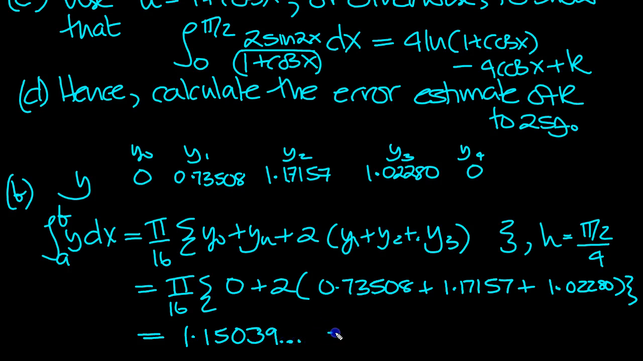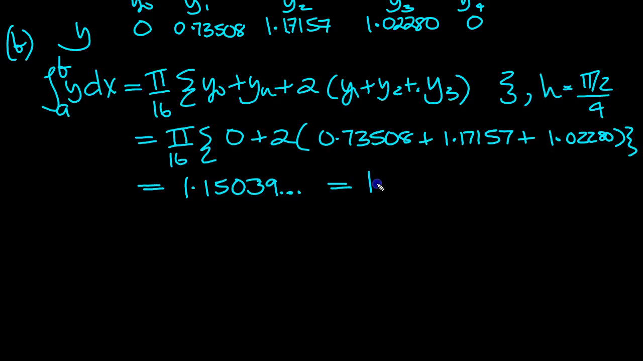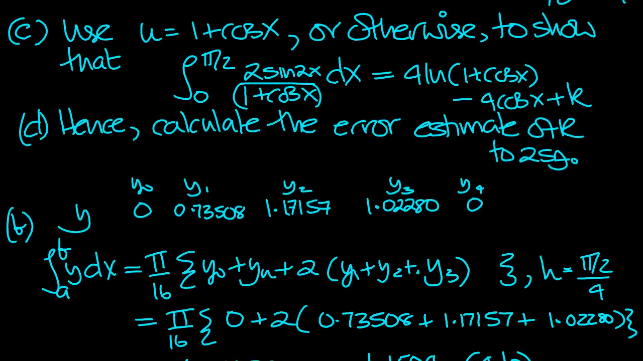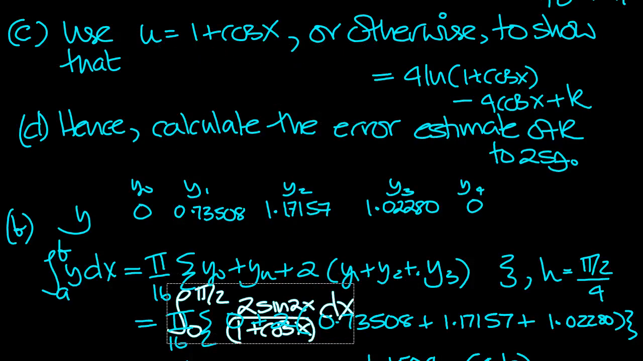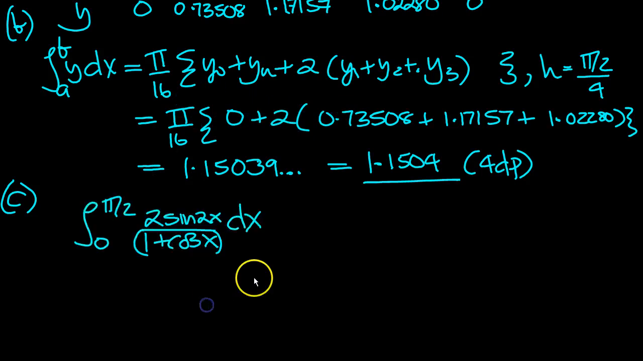1.15039. And then part B, let's just double check we needed to answer it to 4 dp. So it's 1.1504. And that's the 4 decimal places. So that's part B. Now part C then. Let's have a look at that. Use this substitution then. U equals 1 plus cos 2x. So let's work out this integral then. Let's just drag this. Save me writing it again. We need to work out this integral using that substitution. So there's our problem, which we'll label as I.